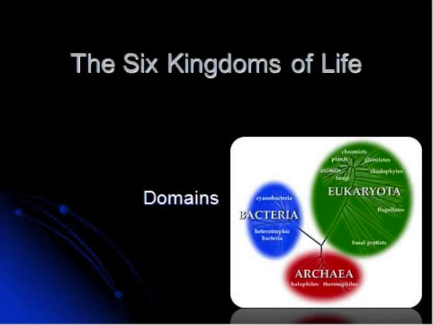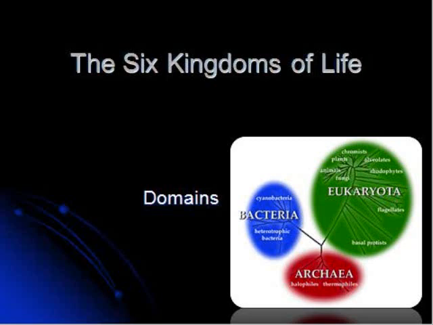The six kingdoms of life. All living things are grouped into general categories called kingdoms. Up until about 5 years ago, these were the first classification or separation of living things. Now we have grouped them into what are called domains. And we have three domains.